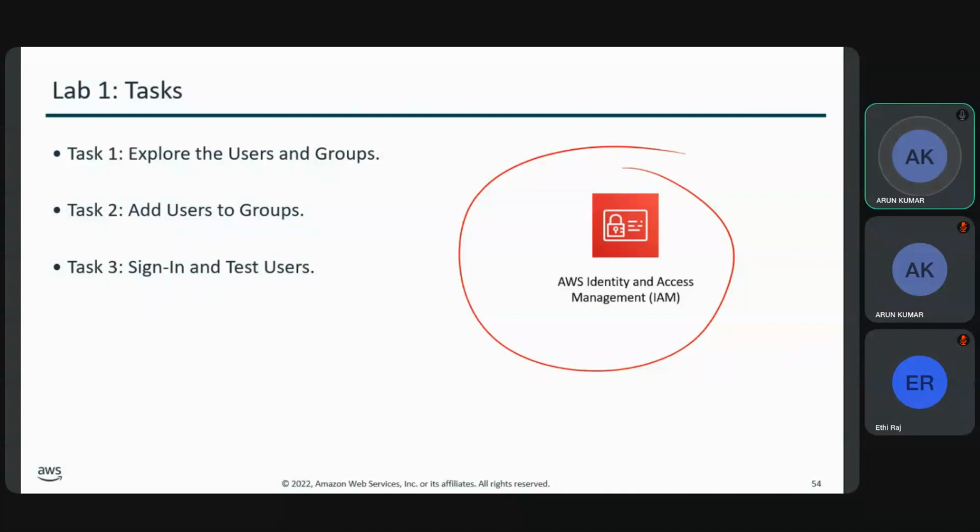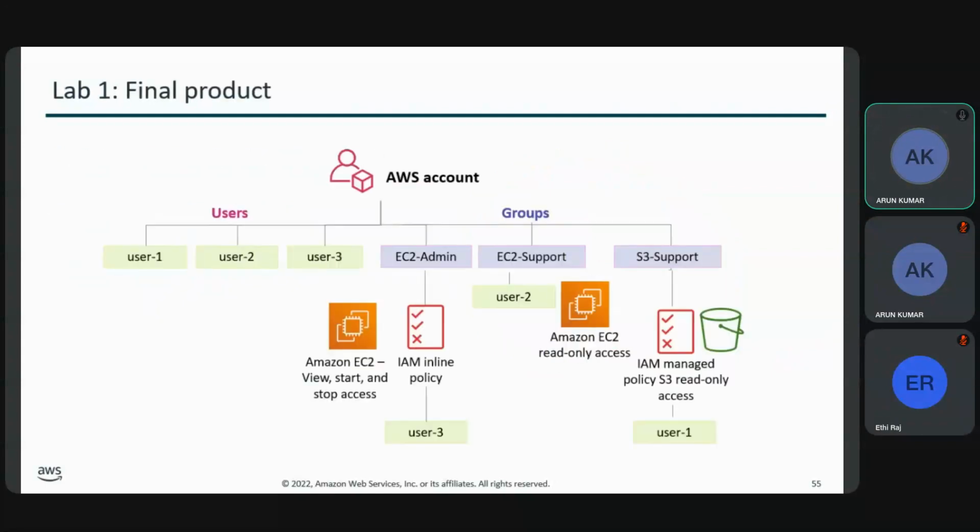If we have our own account, we can practice in there. Otherwise I'm adding you into one Academy account, there also we can practice it. So finally, the final product should look like this. This is the actual lab structure that should be there. So let's say we have created three different users, user 1 to user 3, and we have created three different groups also. One is EC2 admin, second is EC2 support, and third is, let's say, S3 support.